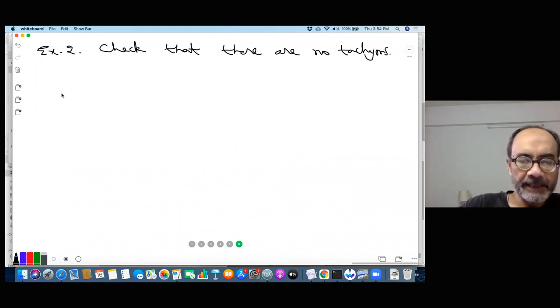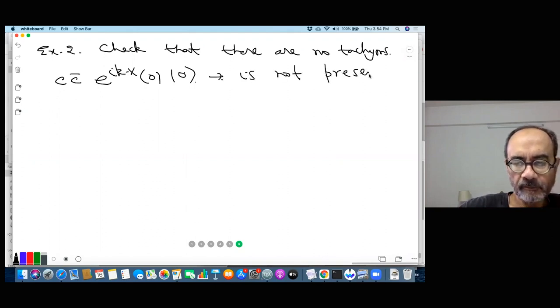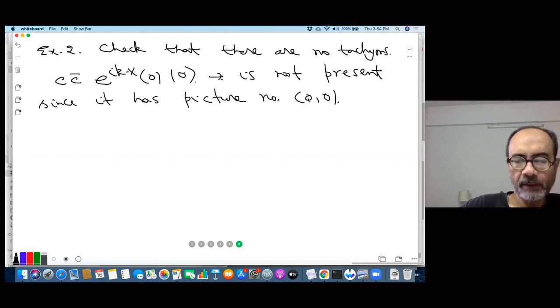For example, in the case of bosonic string theory, we had this state, c c bar e to the i k dot x of 0 on the vacuum. This one is not present, since it has picture number 0,0, whereas the string state should have picture number -1,-1 in the Neveu-Schwarz sector. So that's why this is not present.